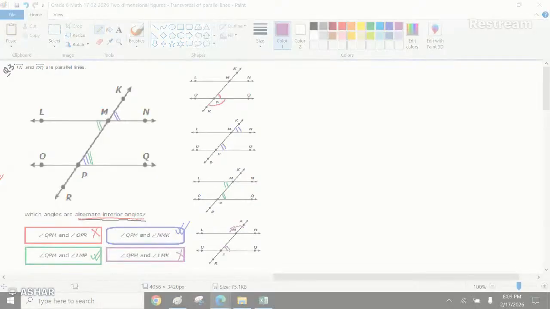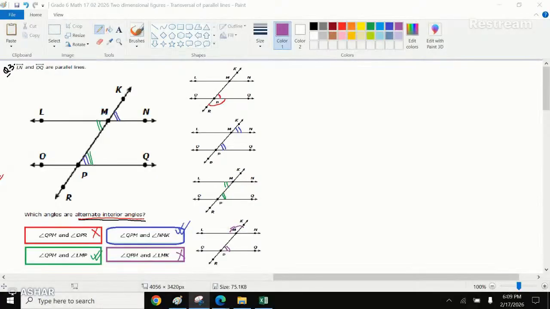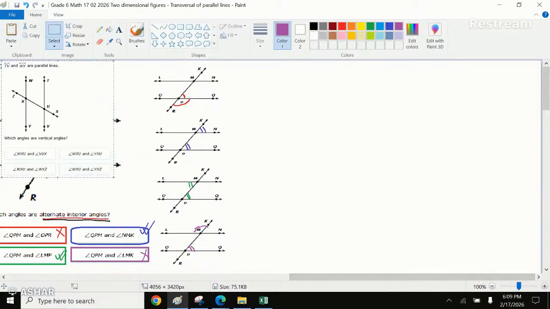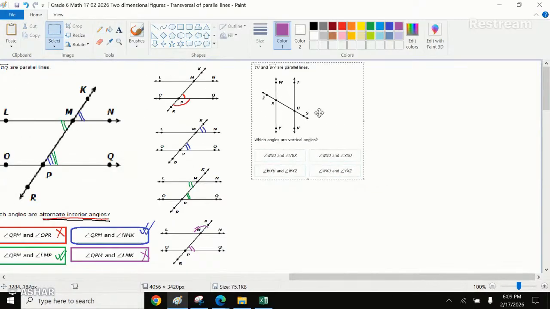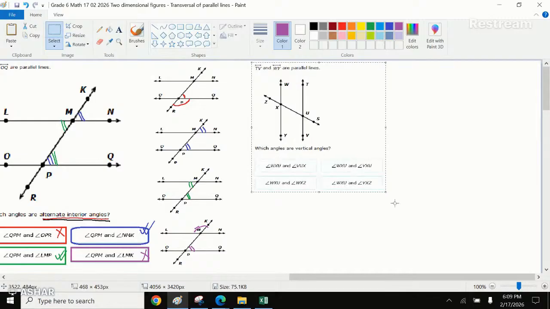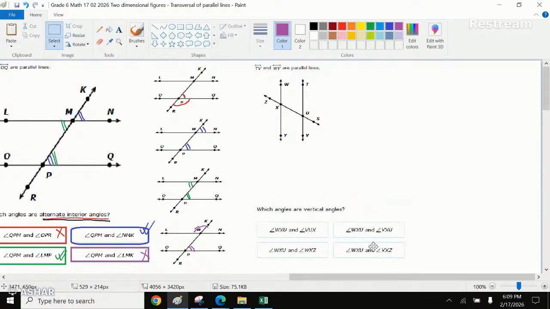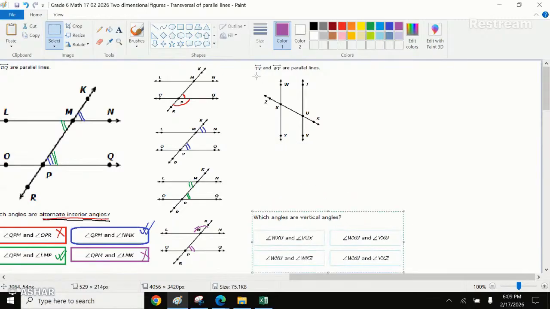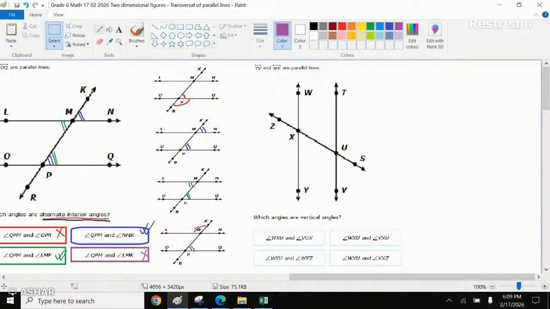Let's have a look at another question. For the next question, it says, so the last question, if these are the angles that have been given to us, which are vertical angles? We need to find out of these options which are vertical angles. This is our question number 4.